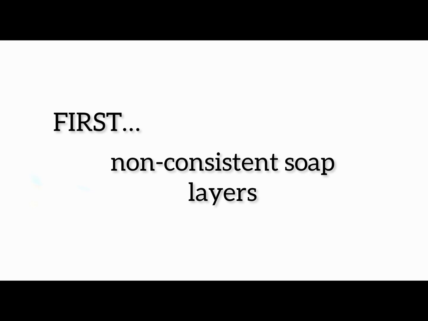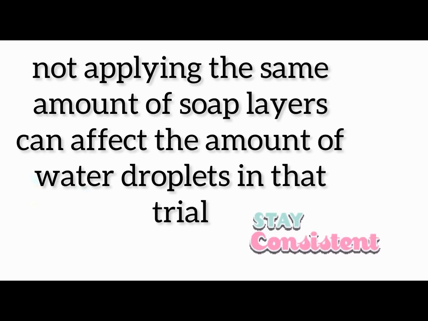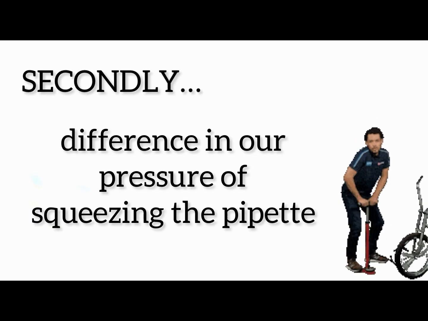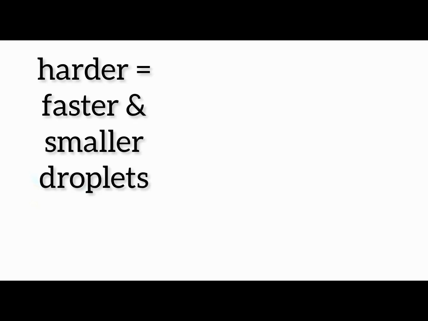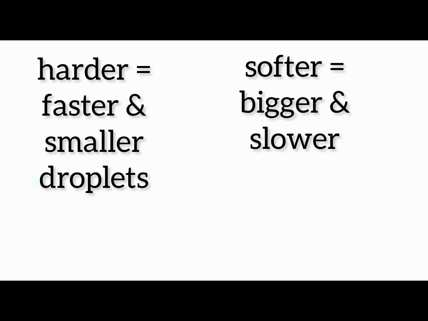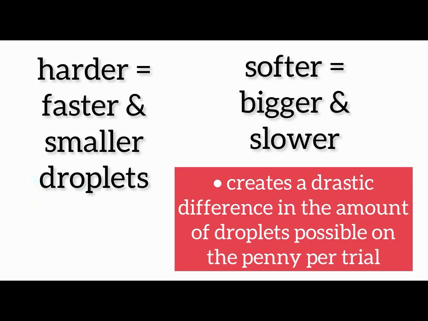First, we could have had non-consistent soap layers every new trial by not applying the same amount of soap, which can affect the amount of water droplets that occur during that trial, either significantly having more than the other trials or fewer than the others. Secondly, we could have affected the amount of droplets on the penny due to the difference in our pressure squeezing the pipette. If the pipette is squeezed harder and the droplets fall onto the penny faster, then the water droplets get smaller. If the pipette is squeezed softer, the bigger the droplets of water will be, thus creating a drastic difference in the amount of droplets possible on the penny per trial.